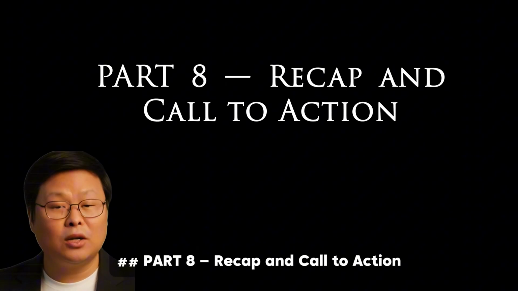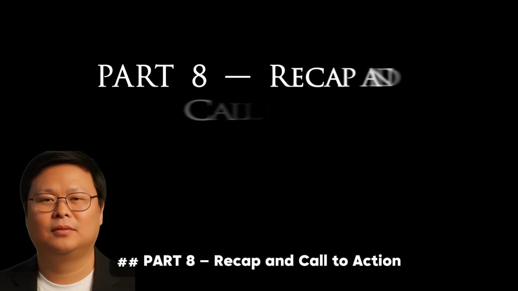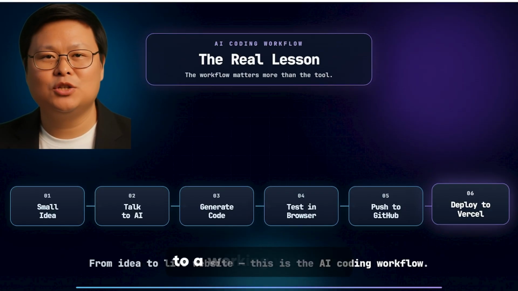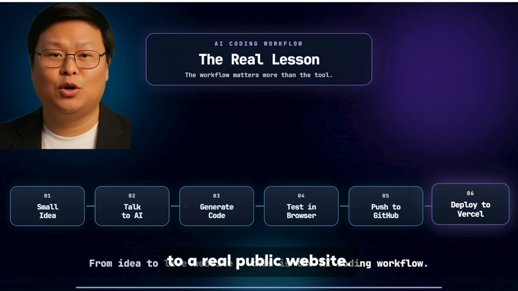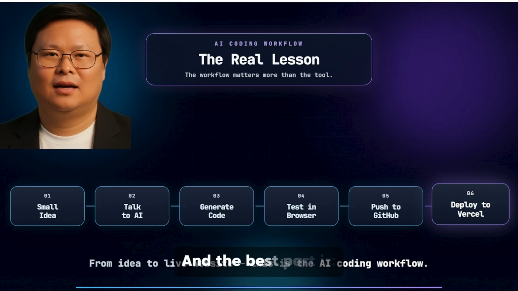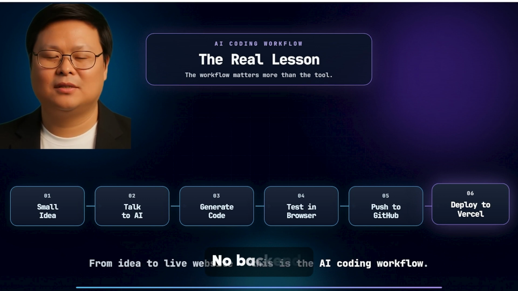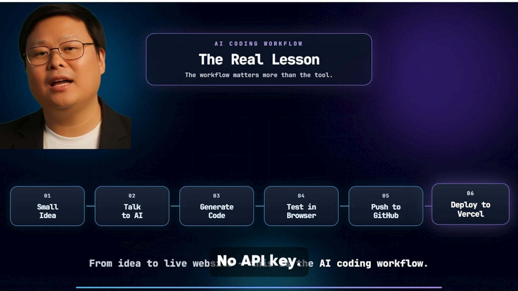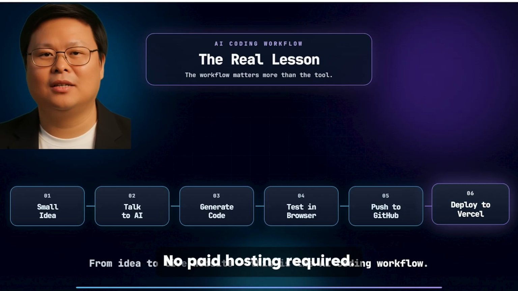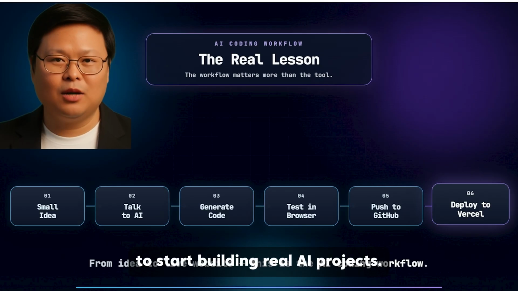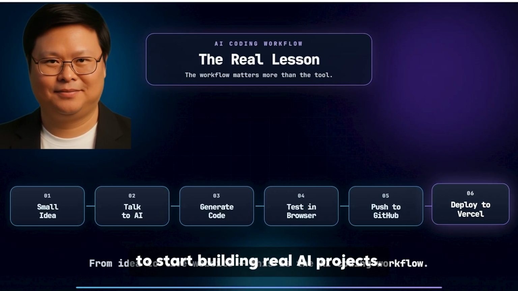Part 8. Recap and call to action. So that is the full process from a simple idea to a working web app to a real public website. And the best part is total cost $0. No backend, no API key, no paid hosting required. For beginners, this is a very good way to start building real AI projects.